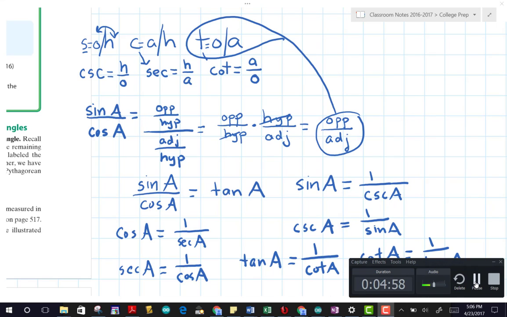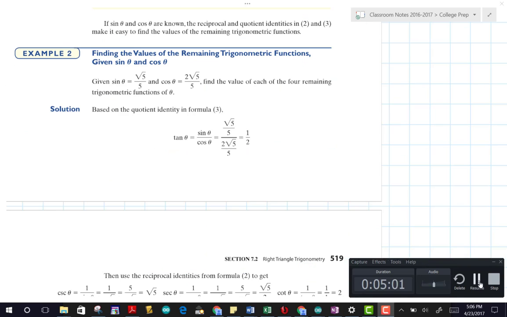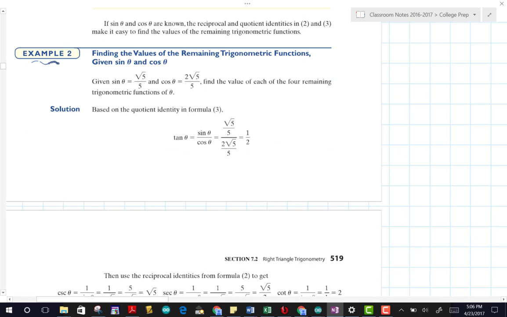In this example, this is example 2, from section 7.2 in the Green Book. Remember that there are copies of the Green Book on the shelf in the back of the room. You can also find a link in Schoology to a document called Chapter 7 All, and you can find this in there as well. So what we want to do in the second example is we were given sine and cosine, and we want to find the other four values.